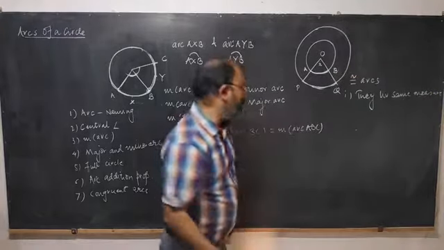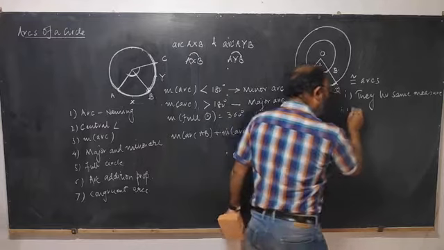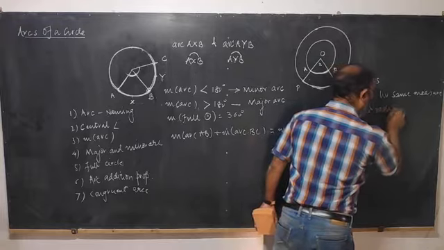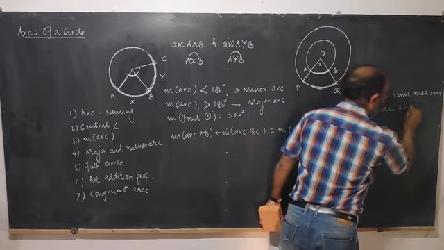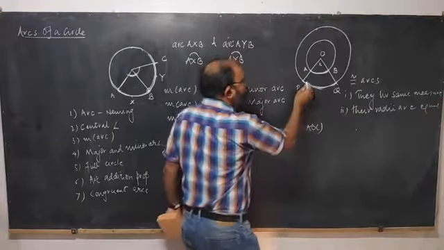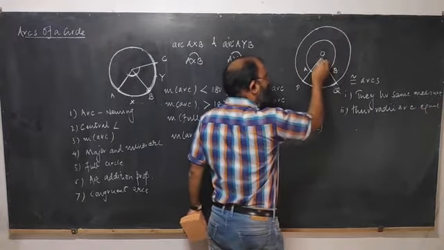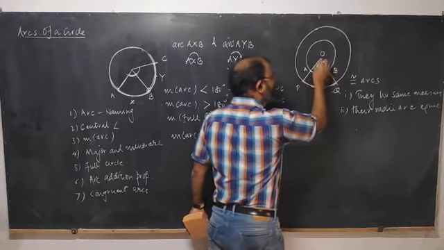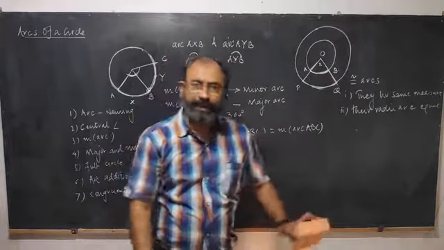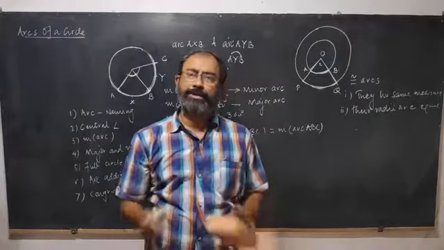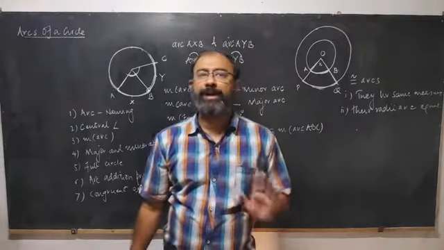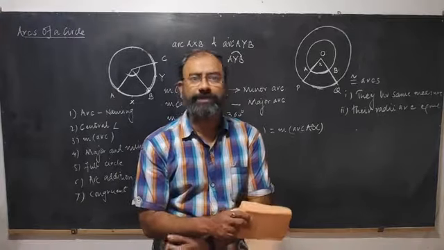they should have same measure, and second condition, their radii are equal. What do we observe here? The measures are equal, but the radius of arc AB is smaller and the radius of arc PQ is larger. Then the arcs are not congruent. So two conditions have to be fulfilled. Their measures are equal and their radii are also equal. Then those arcs are called as congruent arcs.